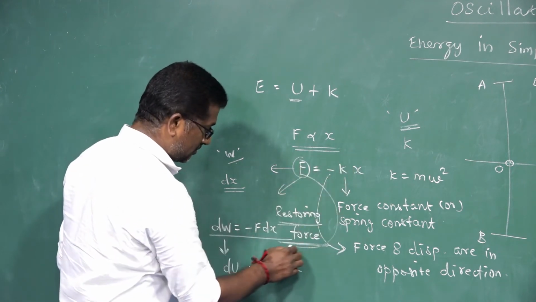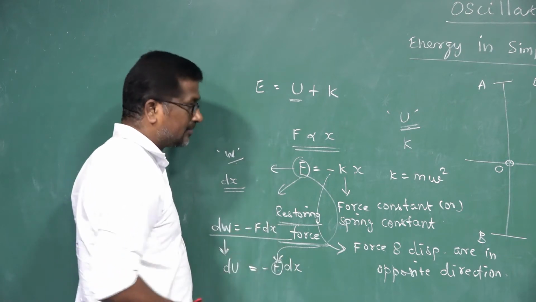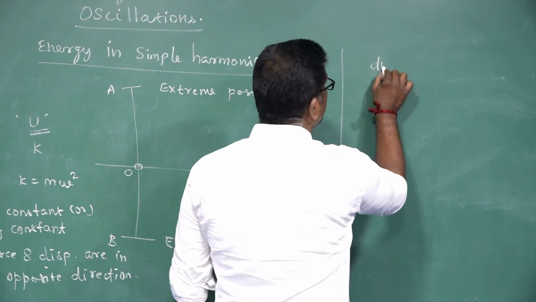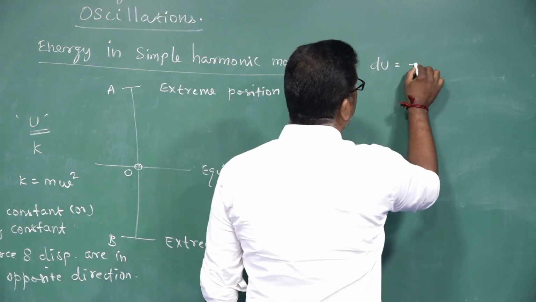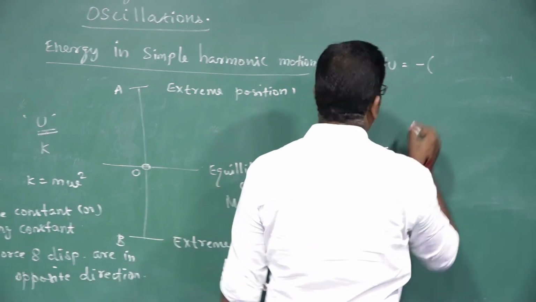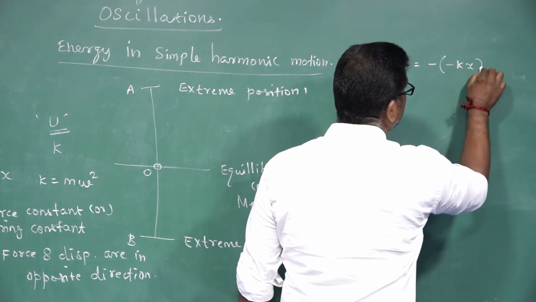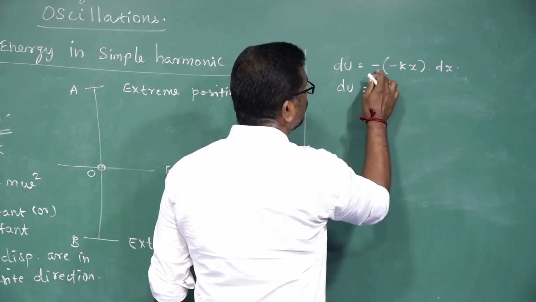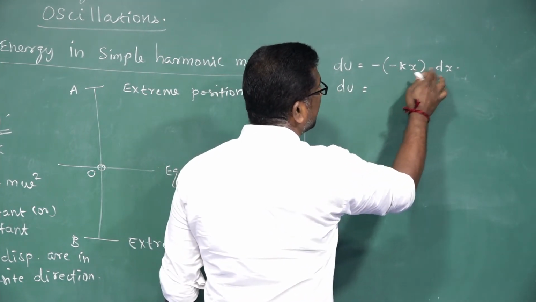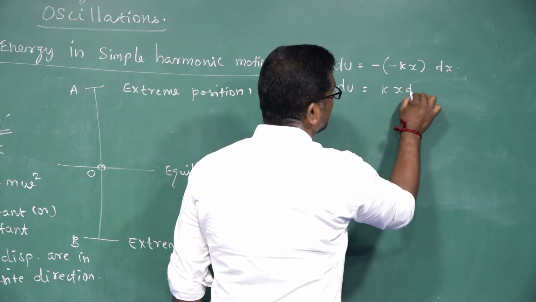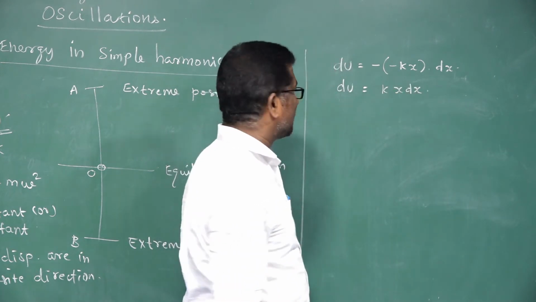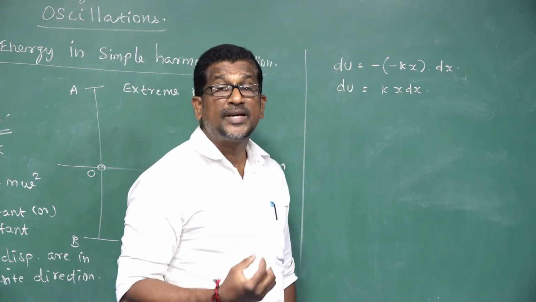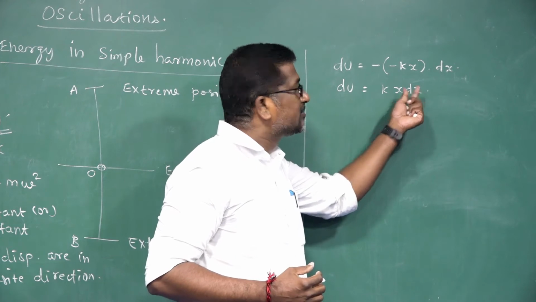Substitute the f formula here. Then potential energy du is equal to minus of f, that is minus k into x, into dx. Therefore, du is equal to minus into minus, a plus. So, kx into dx. Right. So this equation gives the small potential energy possessed by the particle during small displacement dx.